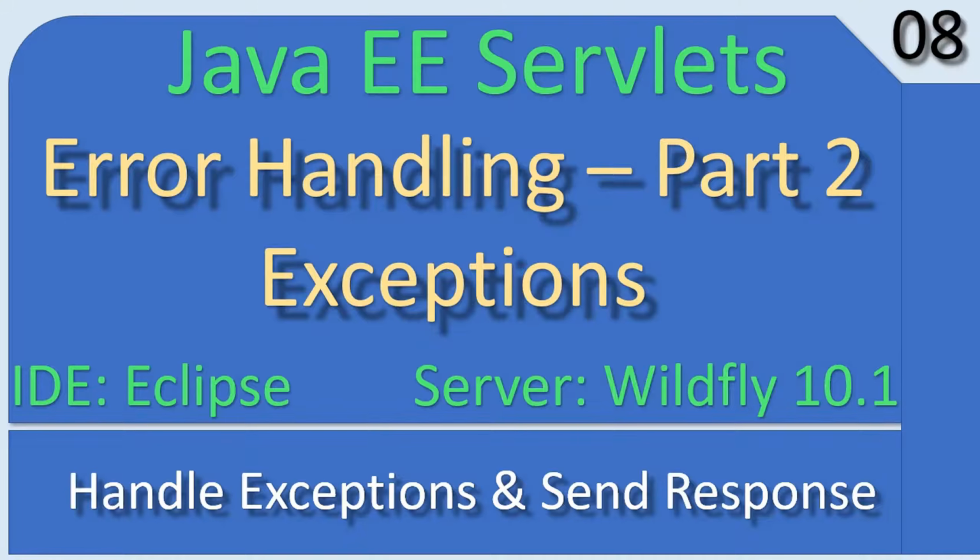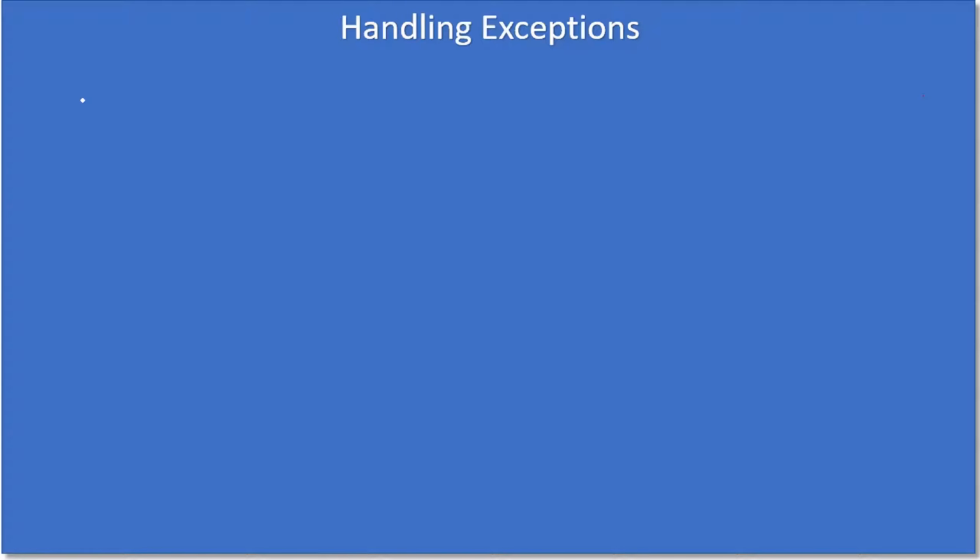The IDE here is Eclipse and we use Wildfly 10.1 as the middleware server. Just like any other programming language, we use the try block. If you suspect that some piece of code will raise an exception, then we have to place that inside the try block. Then inside the catch block, we can handle the exception.